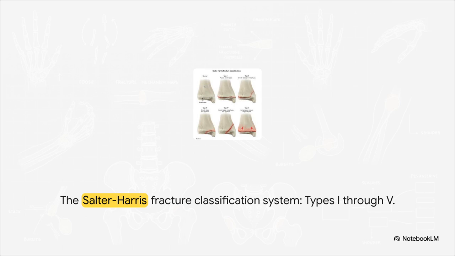Type 1 goes straight across the growth plate. Type 2 involves the growth plate plus the metaphysis. Type 3 hits the growth plate and the epiphysis. Type 4 goes right through the whole shebang, metaphysis, growth plate, and epiphysis. And type 5, that's the most insidious, a crush or compression injury directly to the growth plate. You gotta memorize these, because the higher the number, the higher the risk of permanent growth arrest.